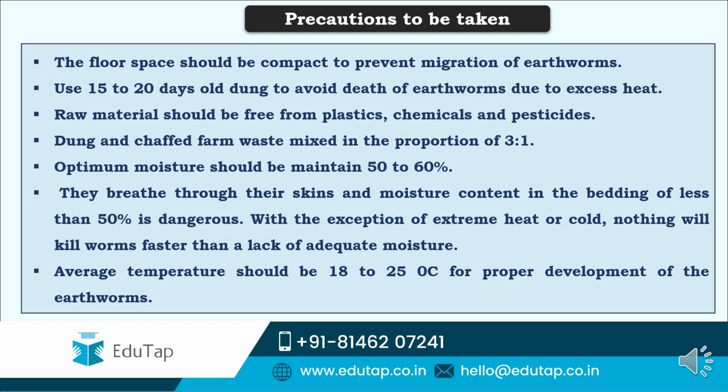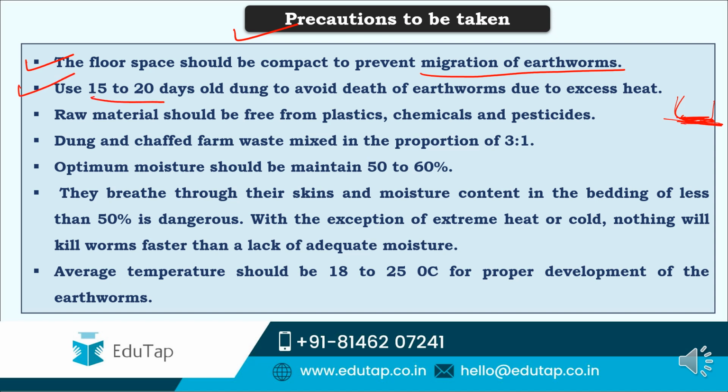So friends, next comes the precautions. What are the precautions that need to be taken while undertaking this vermicomposting, or what are the major criteria that need to be observed while this process is being done? The first is the floor space should be compact to prevent migration of earthworms. If the floor space is friable or very loose, the earthworms can migrate or escape from there. So to avoid that, it should be compact and hard.